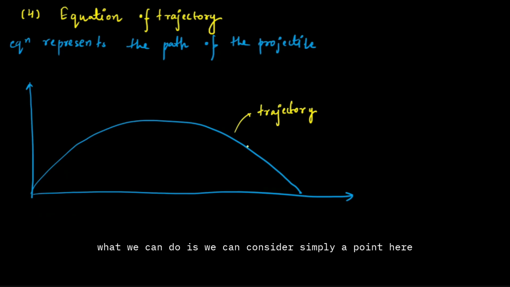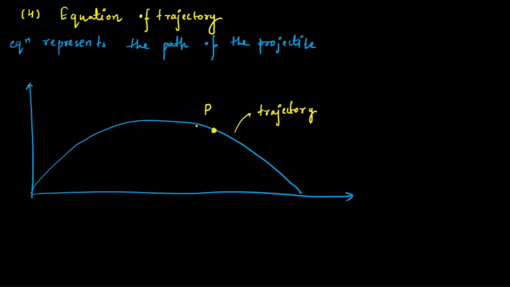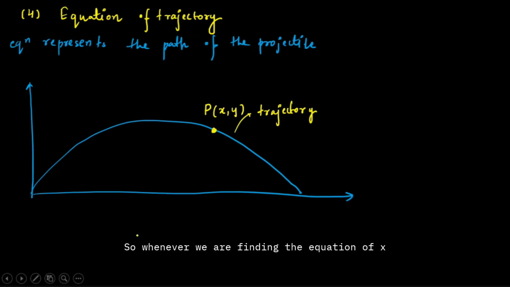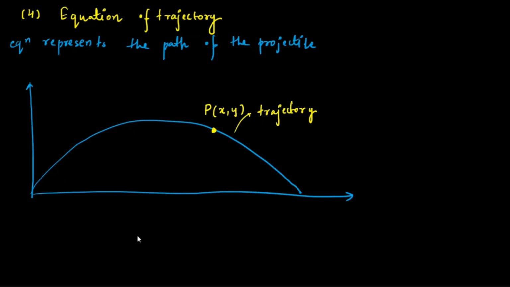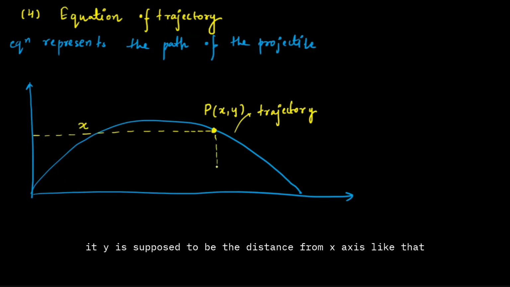What we can do is, we can consider simply a point here, and we can call it point P. As for the graph, this point has coordinates x and y. Whenever we are finding the equation of x and y in this particular case, or in any other case, the equation of x and y is going to represent the equation of trajectory. What exactly is this x? This x is supposed to be the distance from the y-axis. So this is my x. Whereas this y is supposed to be the distance from the x-axis, like that.